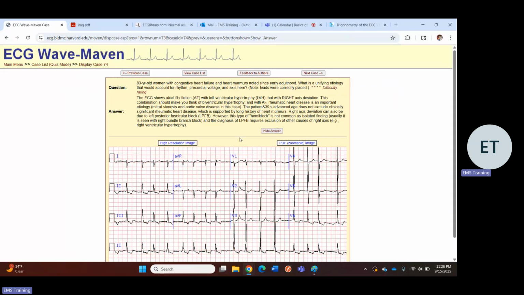Yeah, I always forget about the rheumatic heart diseases. She probably had untreated strep when she was a kid, and then just lived her whole life with it.